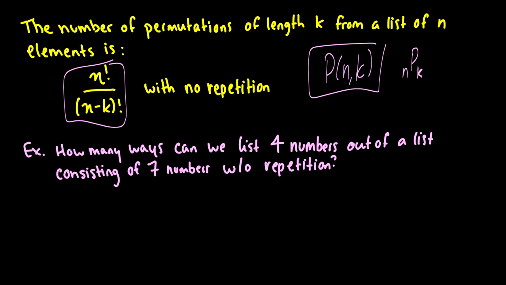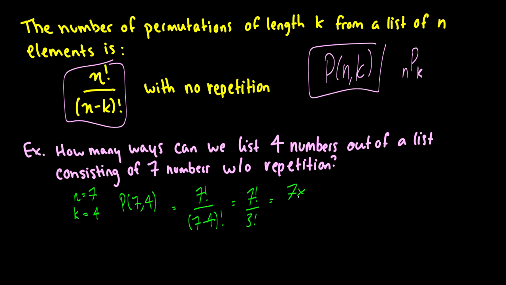How many ways can we list 4 numbers out of a list containing 7 numbers without any repetition? Let's formulate this. Our total is 7 numbers. Out of 7 numbers, we have to choose 4. So k is 4. K is the amount of numbers we are arranging. So this is P(7, 4), which is going to be 7 factorial over (7 minus 4) factorial, which is 7 factorial over 3 factorial.